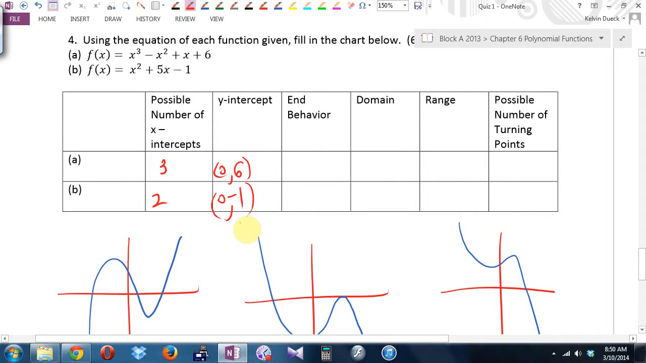End behavior. This is a cubic graph, positive or negative leading coefficient? Positive, that means it's going that way. That means it's starting in quadrant 3 and ending in quadrant 1.